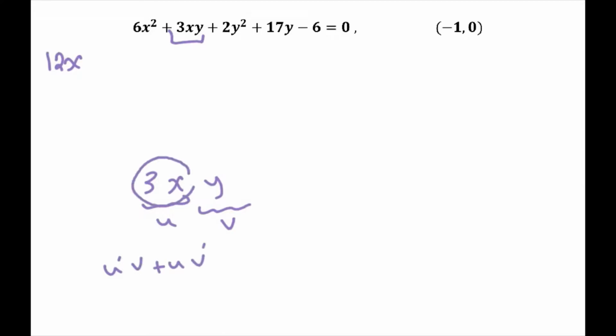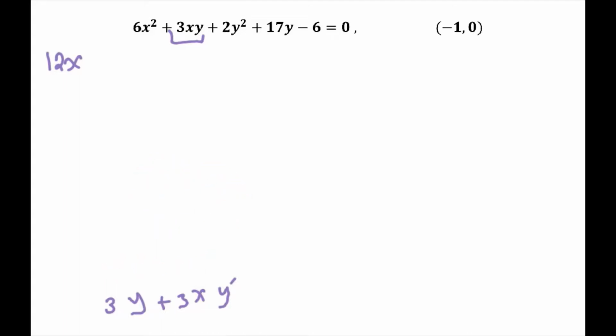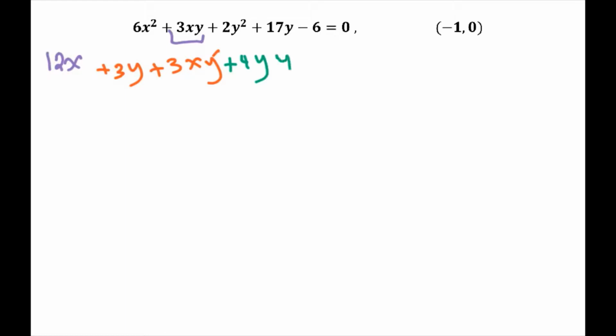Well, u prime is the derivative of 3x, that's 3. And v is y, plus u, which is 3x, times the derivative of y, which is y prime. So that's what we are going to write here: plus 3y plus 3x y prime, or you can call it dy over dx. And then the derivative of 2y squared is going to be plus 4y, and then multiply by y prime, the derivative of y. And then plus 17y, the derivative of 17y is 17y prime. And finally, -6 is 0, and 0 is 0.